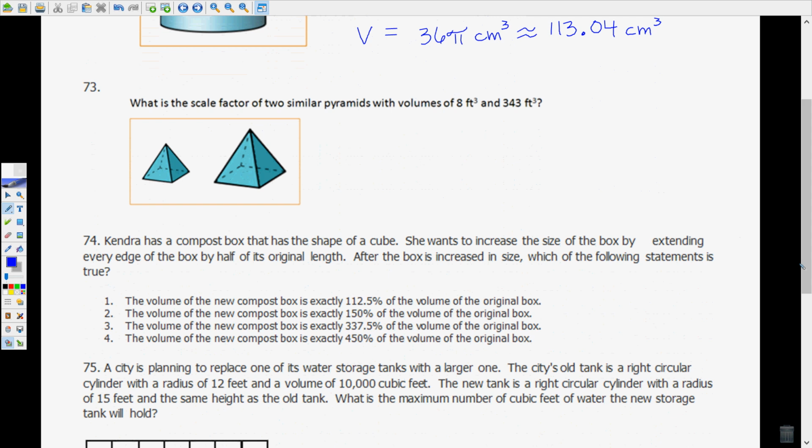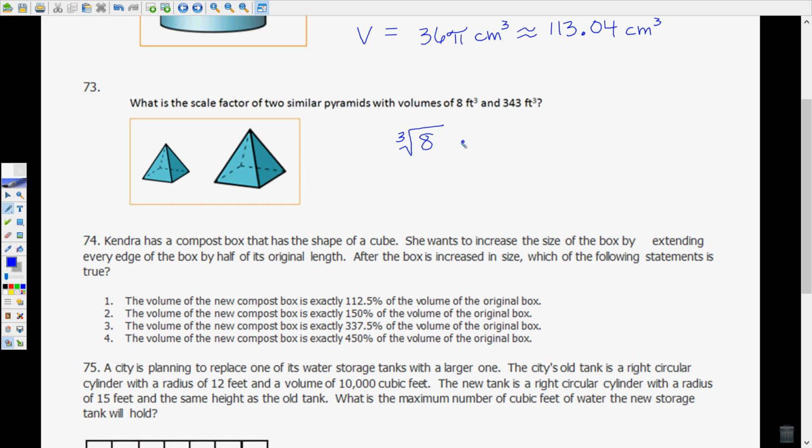On number 73, you have to think a little bit creatively here. It says, what is the scale factor of two similar pyramids with volume of 8 cubic feet and 343 cubic feet? Remember that volume is cubic units. So basically you want to take the cube root of each one of these numbers. Basically what that means is uncube it.